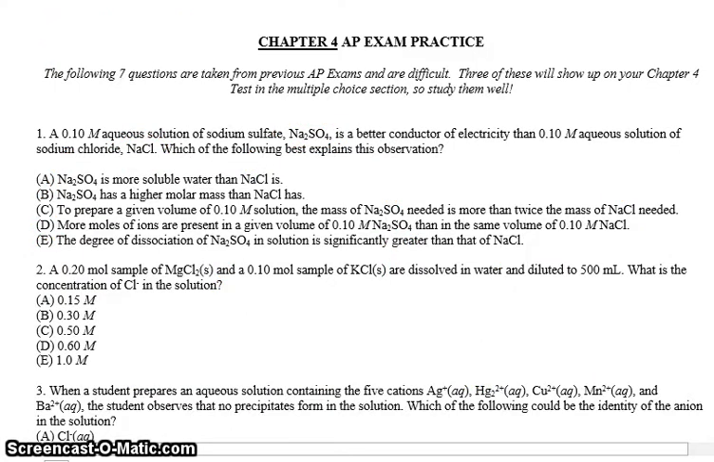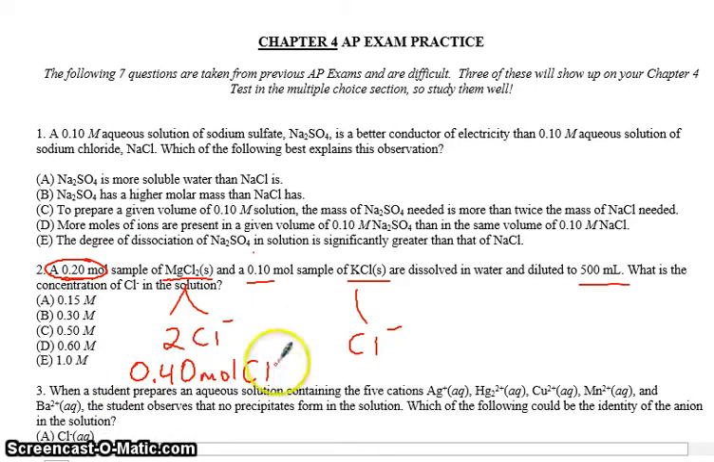In the second one, we have a 0.20 mole sample of magnesium chloride and a 0.10 mole sample of potassium chloride dissolved and diluted to 500 mL. What is the concentration of chloride in the solution? Now, what we need to see here, kind of like in the previous example, is that every magnesium chloride gives you 2 Cl minuses when it dissociates. Every KCl gives you only 1 Cl minus when it dissociates. So from the 0.20 mole sample, we actually get 0.40 moles of Cl minus, again, because it doubles as it dissociates.